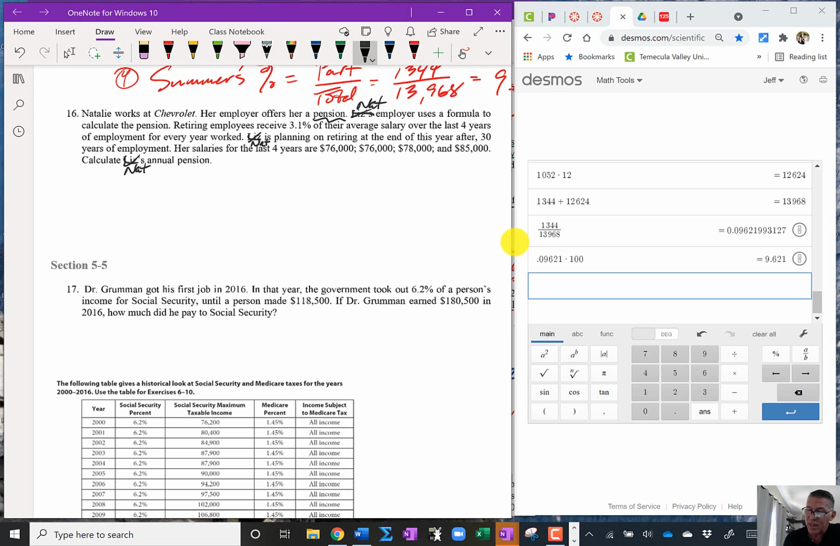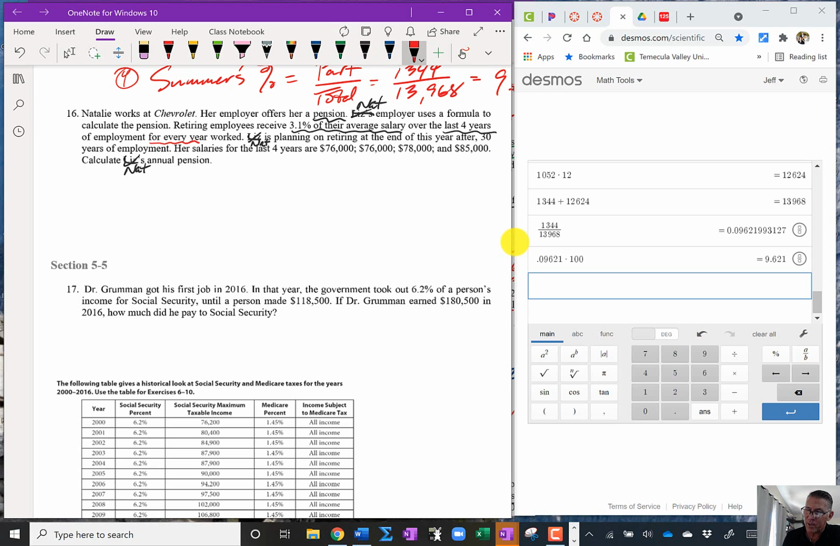Okay, so we need to calculate the average. So the first step in this problem is to calculate an average, okay, over the last 4 years. So let's call it a 4-year average. And that's simply by taking the total sum of that divided by 4. So we got to add up these 4 salaries.